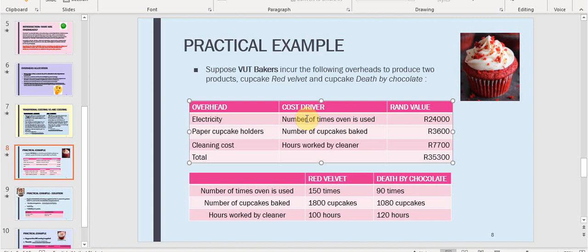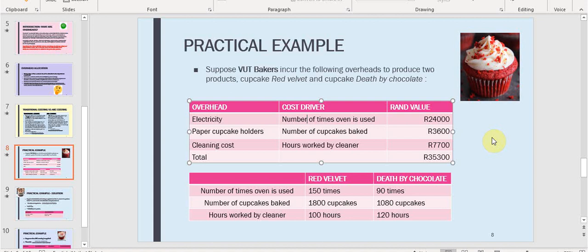Then we have paper cupcake holders. The cost driver there is the number of cupcakes that we bake. The more cupcakes we bake, the more paper holders will be required, those little paper holders inside which the cupcake is baked. And then we also have cleaning costs. That would be the hours worked by the cleaner. If more hours are worked by the cleaner, we will have to pay her more. If she only works on Wednesdays, we will pay her less than if she comes in every single day, Monday through to Friday. So we have identified some cost drivers, and they do make sense to me.